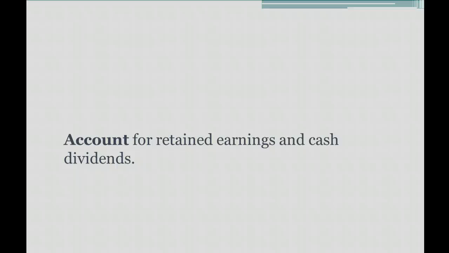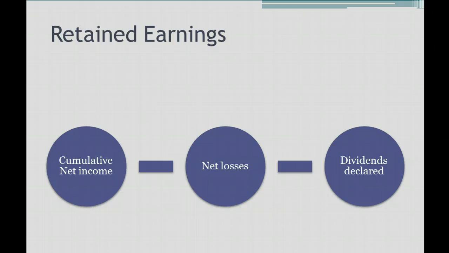This section deals with accounting for retained earnings and cash dividends. If you remember, retained earnings is the cumulative net income. Cumulative means the total of all the net incomes from the beginning of the corporation, minus any net losses that they've had, minus any dividends that they've declared.